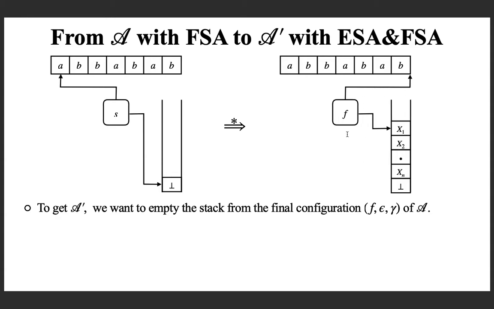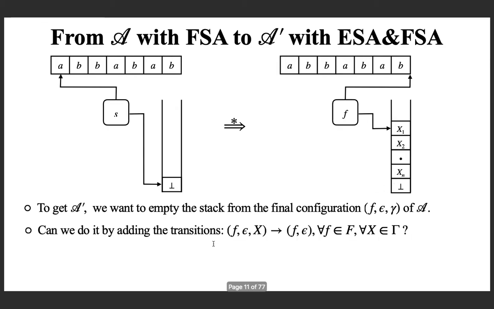Now the question is, to obtain A prime, how will you empty the stack from this configuration? You take this configuration as state F, nothing is there on the input to be processed, and you call this content as gamma. So here is gamma. Now you want to finish the stack by taking out all the symbols. So how will you do it? Can I do it like this?